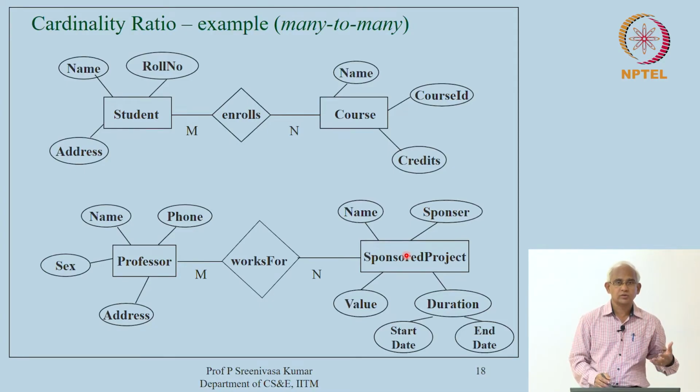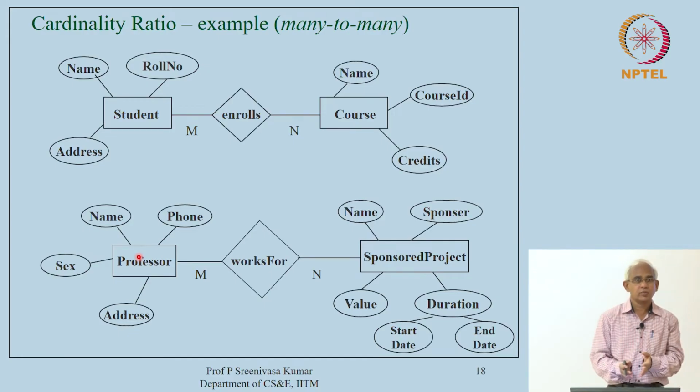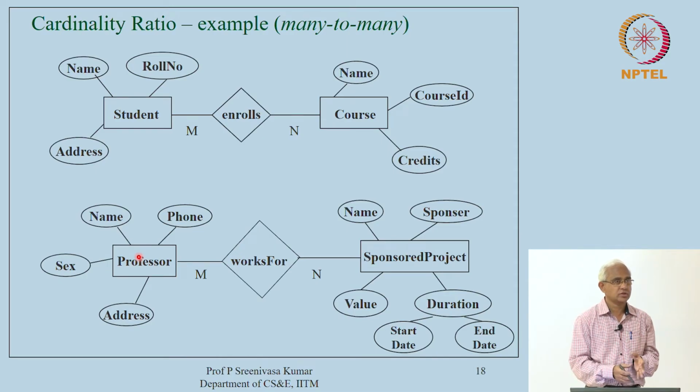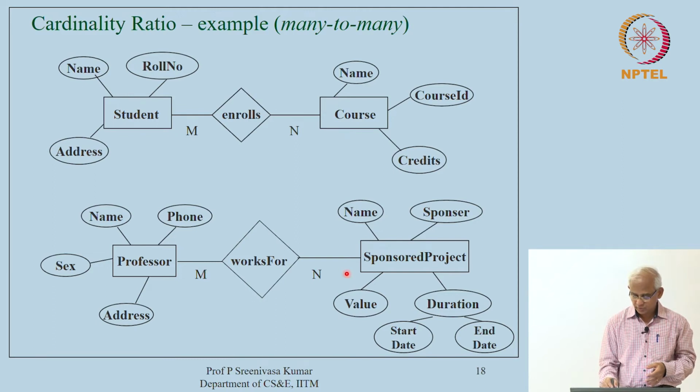So, at least 2 or more, 3 professors are associated with a sponsored project, and a professor might have multiple research interests and might make multiple proposals to multiple funding agencies and then obtain multiple projects in which he or she is playing a role. So, naturally a professor might work for several sponsored projects. This is an example of a many to many relationship: professors work for many sponsored projects and each sponsored project has many professors working for it.